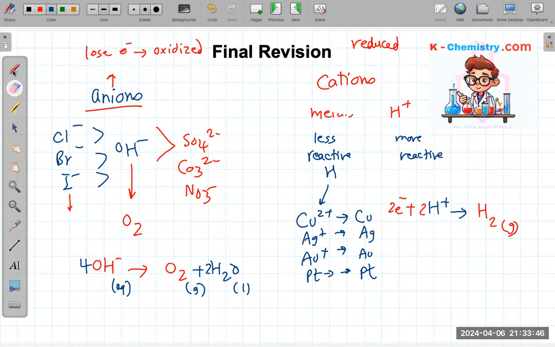The cations, which are the positive ones, went to the negative electrode, which is the cathode. Yes. And this one is the anion. This went to the positive electrode, which is the anode.